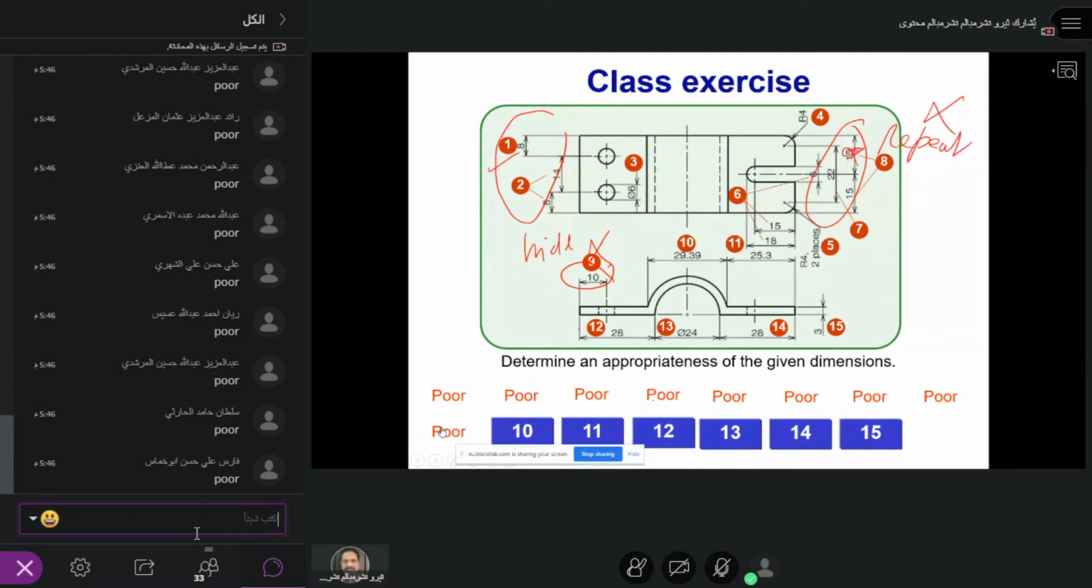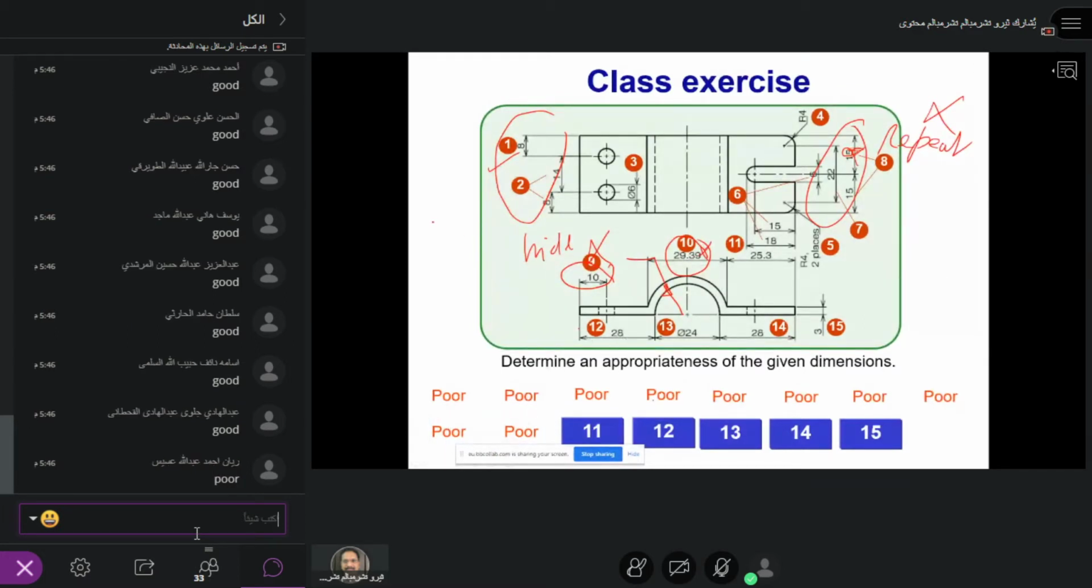What about 10? It is a diameter actually or a radius. This is a semicircle, right? So it should be radius. But he gives 29.39, poor.